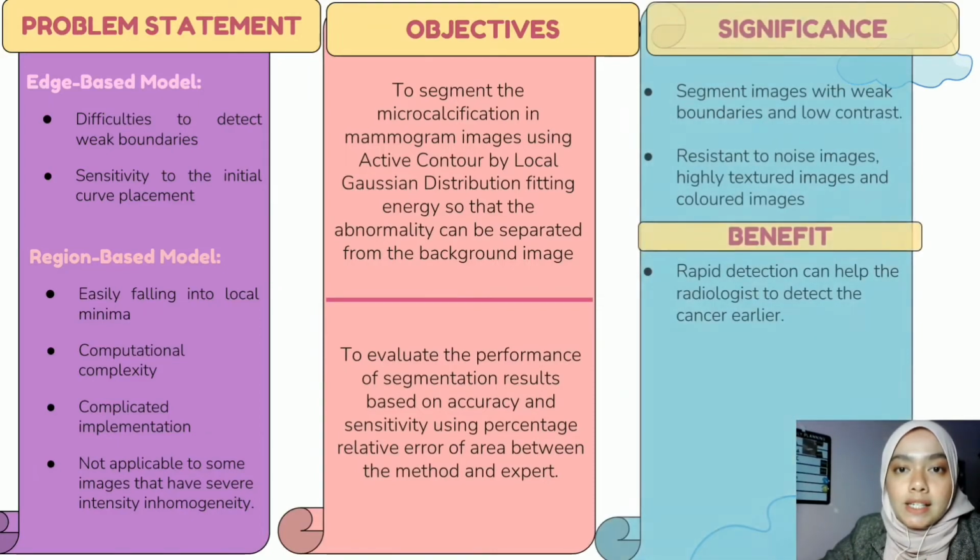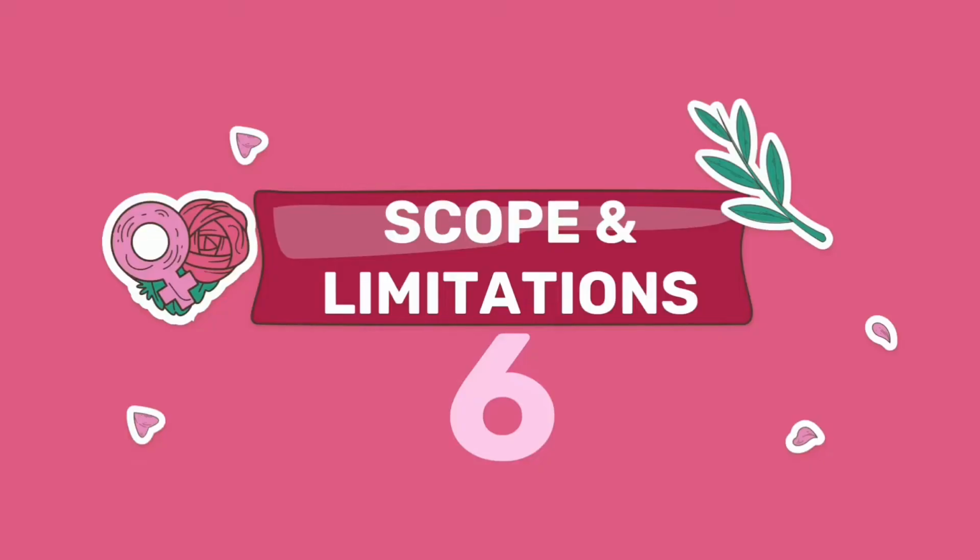Next is the significance and the benefits. The significance is to segment the image with weak boundaries and low contrast. This method is resistant to noise images, highly textured images, and color images. It allows easy extraction of the desired image. For the benefit, it is rapid detection that can help the radiologists to detect the cancer earlier.